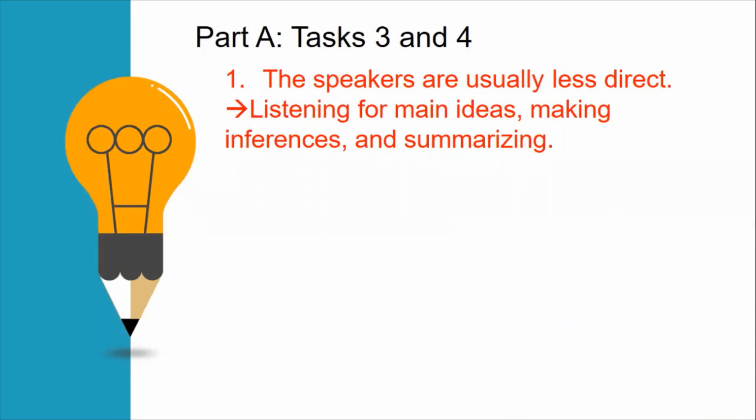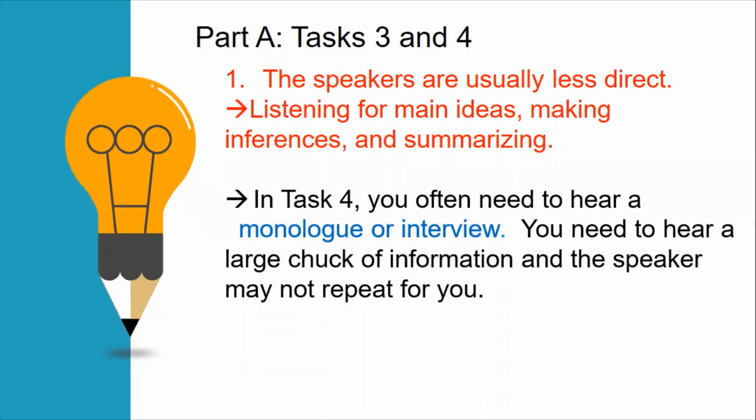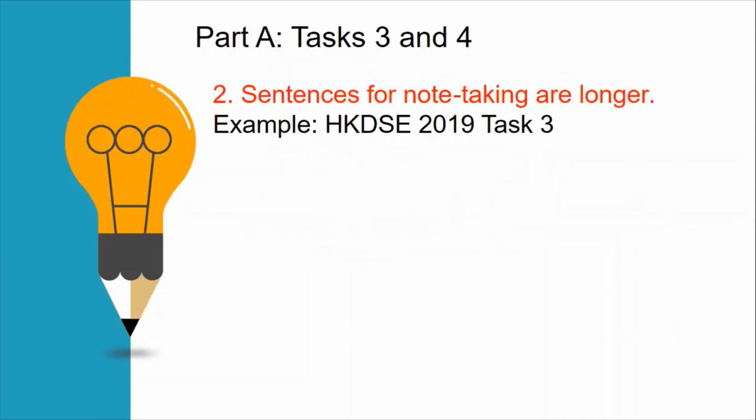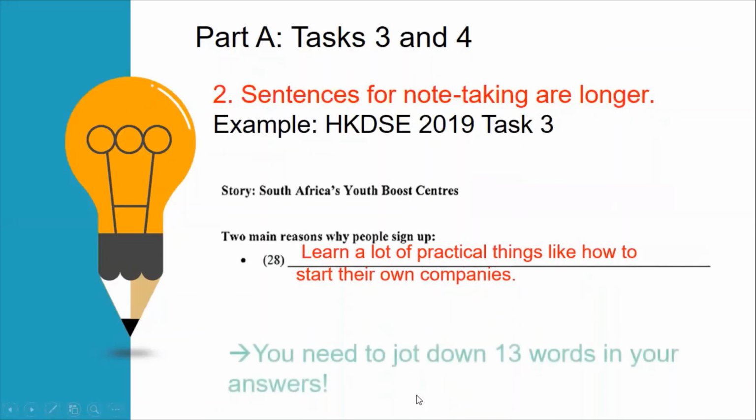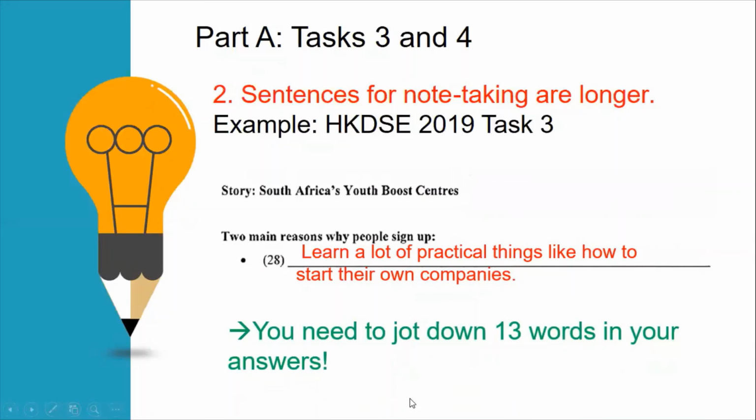In tasks 3 and 4, the speakers are usually less direct. You need to listen for main ideas, make inferences, and summarize main ideas. In task 4, you often need to hear a monologue or an interview. You need to hear a large chunk of information, and the speaker may not repeat for you. Sentences for note-taking are very long. For example, in HKDSE 2019 Task 3, you need to jot down 13 words in your answers. So as you jot notes, please use short forms.